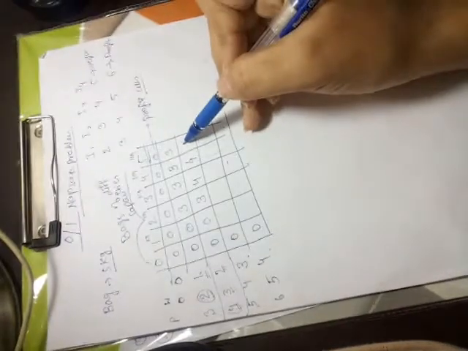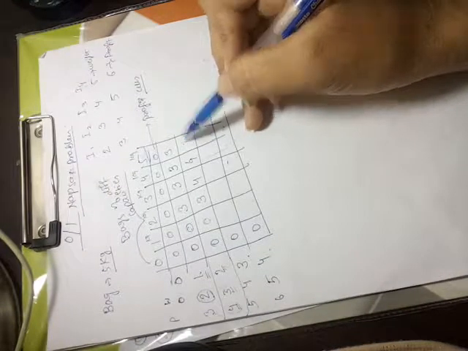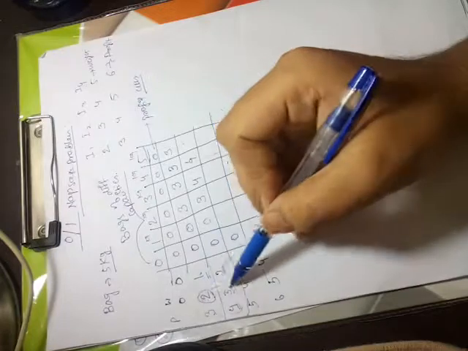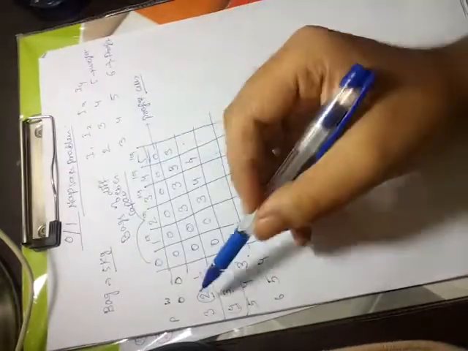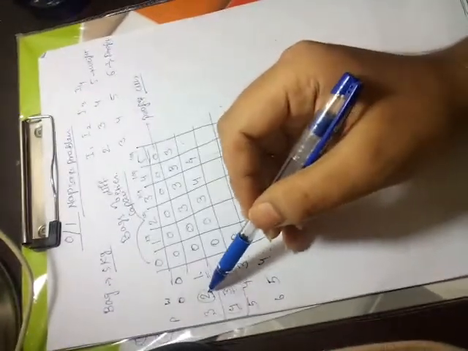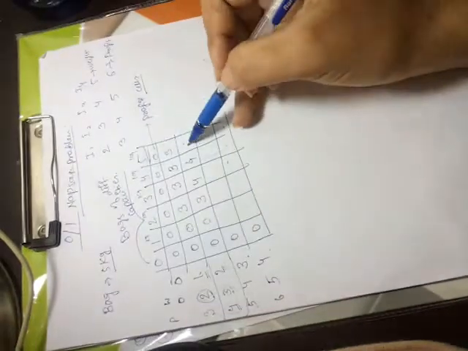Now I have a bag of capacity 5. Now I have 2 items. Can I put 2 items in a capacity of 5? Yes, because my both items' combined weight is 5. So I can easily put 5 kg in a bag of capacity 5. And what will the profit be? 3 plus 4 will be 7.